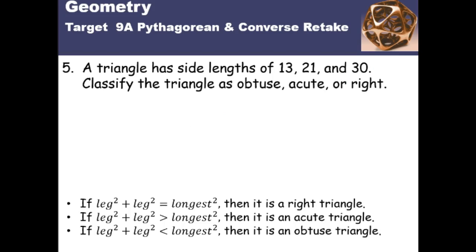Okay, so something similar with problem number 5. We have side lengths 13, 21, and 30. Again, the longest side is 30, so 13 and 21, that is 34. And 34 is most definitely bigger than 30, so it's a triangle.